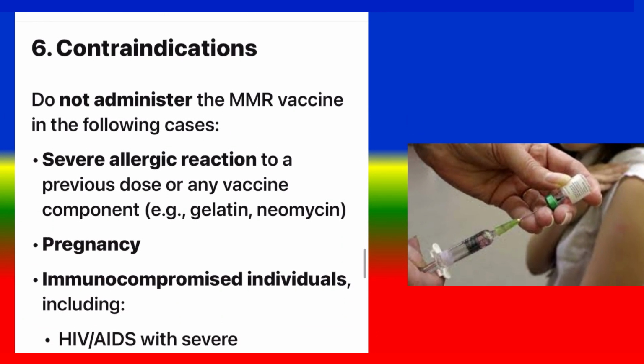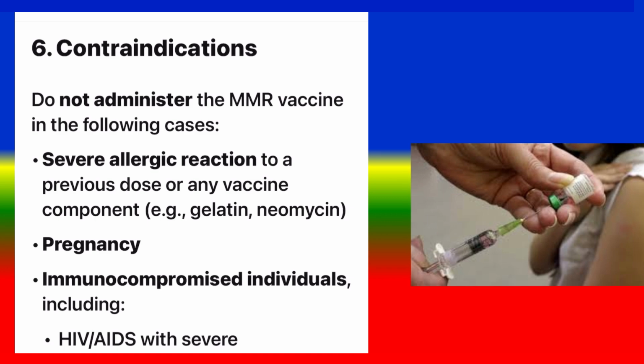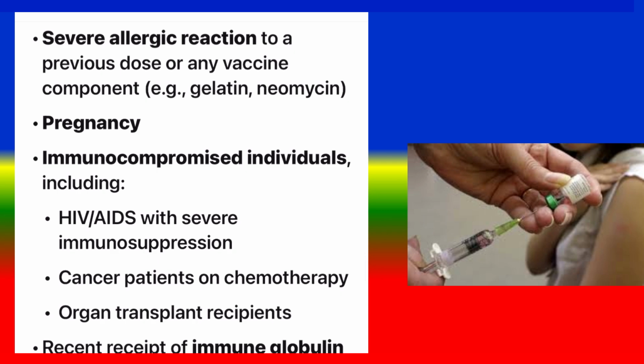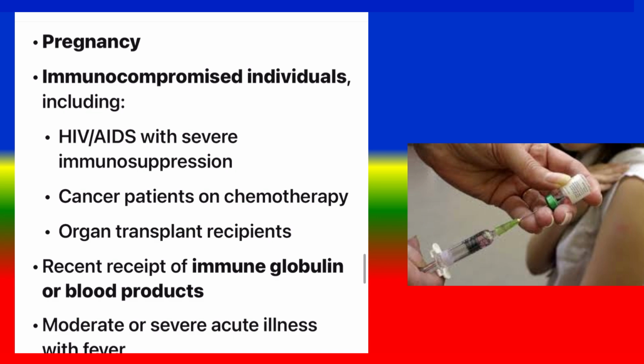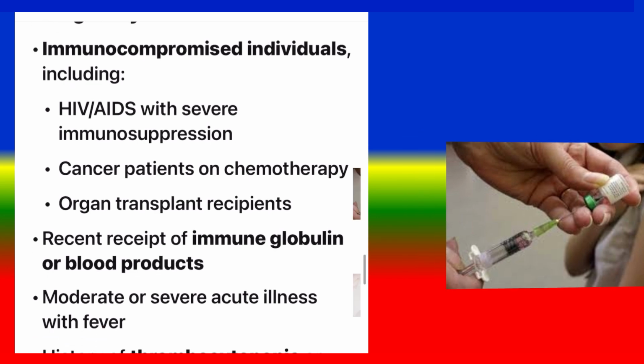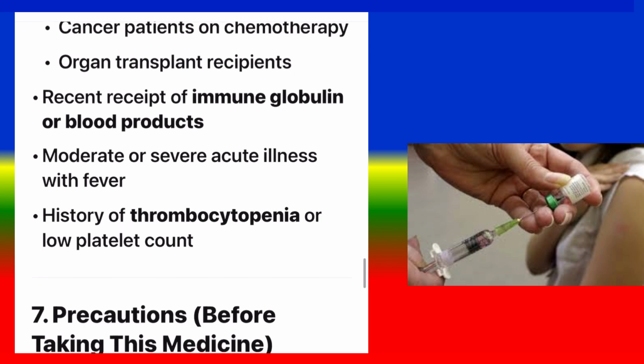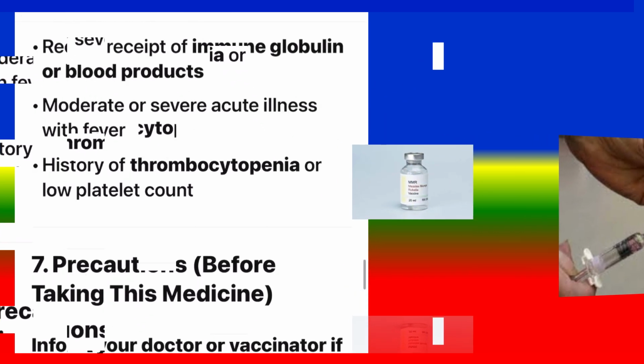6. Contraindications. Do not administer the MMR vaccine in the following cases: severe allergic reaction to a previous dose or any vaccine component, e.g. gelatin, neomycin. Pregnancy. Immunocompromised individuals, including HIV/AIDS with severe immunosuppression, cancer patients on chemotherapy, organ transplant recipients. Recent receipt of immune globulin or blood products. Moderate or severe acute illness with fever. History of thrombocytopenia or low platelet count.